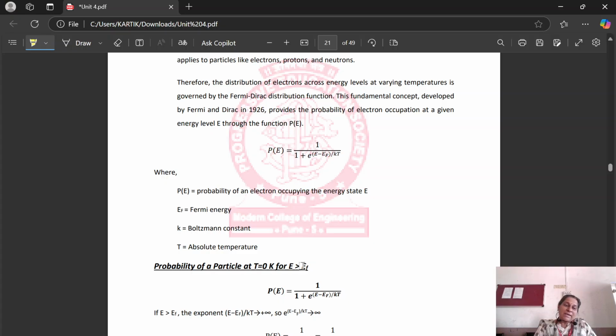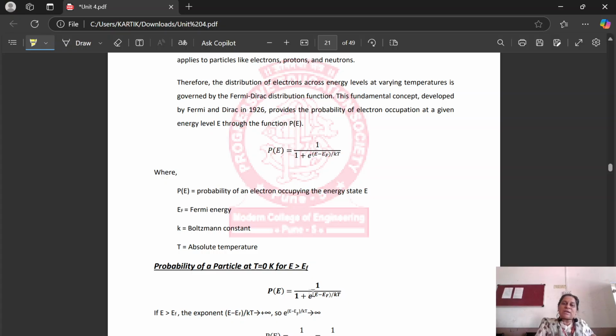EF is the highest occupied state in the highest band. So no energy state beyond that is filled at all. All the energy states up to EF are filled. Beyond EF, no energy state is filled. So at T equal to 0 K, the probability of finding the particle with the energy E which is greater than EF should be 0. Let's try to understand whether this Fermi function helps us get that.